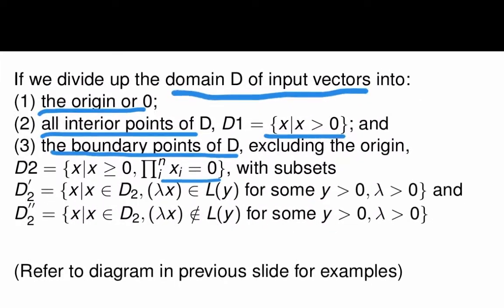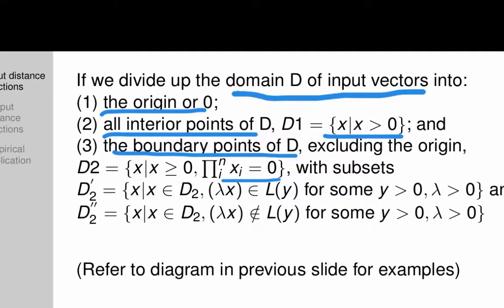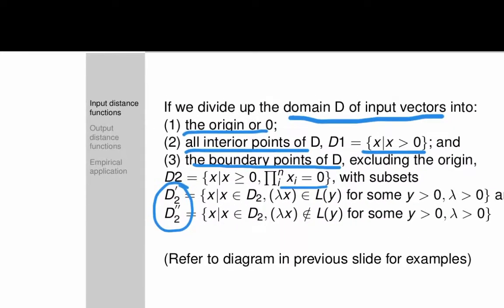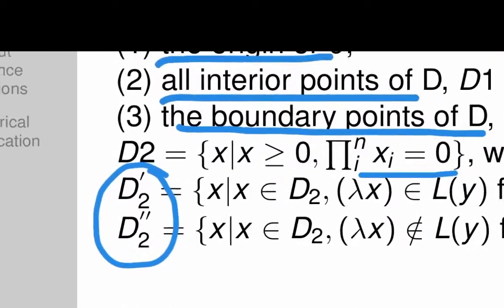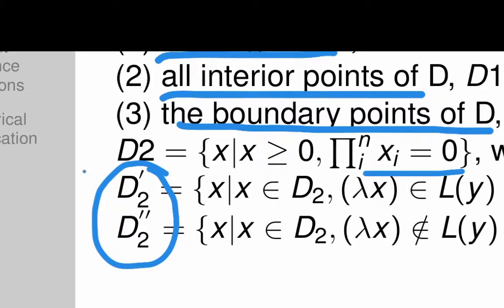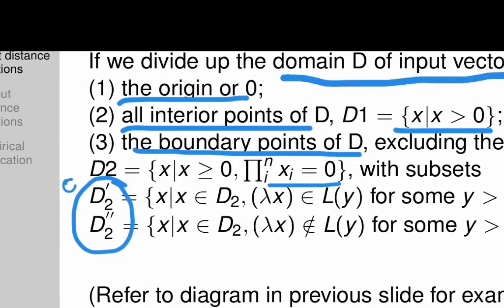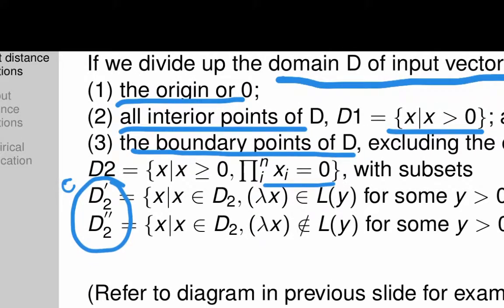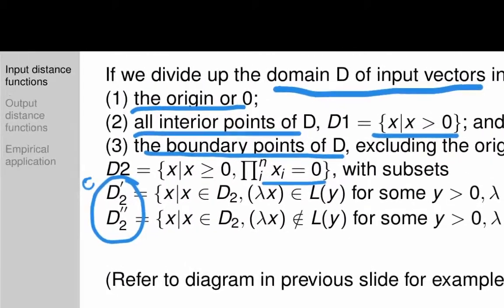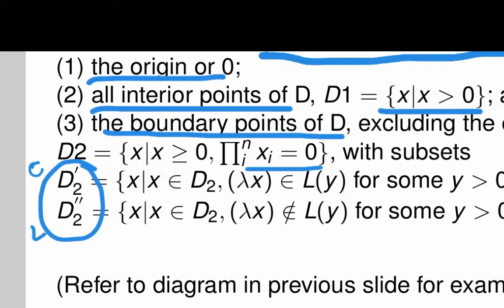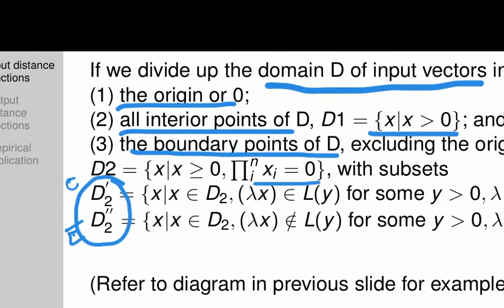And we can distinguish between two subsets of boundary points. There are two types of boundary points. One is the set of points that are similar to what we were looking at previously as point C, that could be scaled up to become feasible for producing y. And the other one is the set of points like E, where there is no scaling that you could do to be able to produce y.